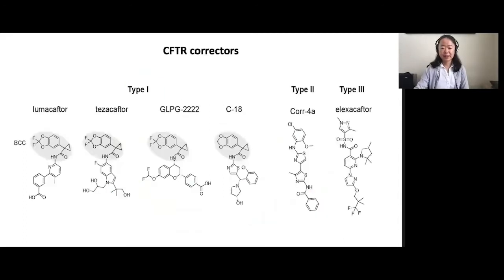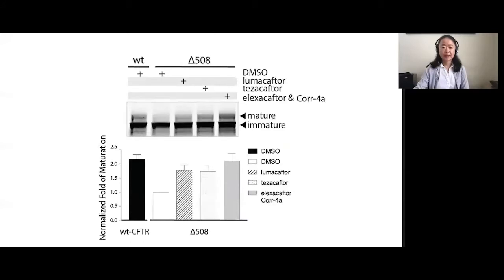Many correctors have been developed. They can be categorized into different clusters based on their functional redundancy or additivity. Today's work will focus on the type 1 correctors, lumacaftor and tezacaftor. This is a maturation assay quantifying the relative amount of mature CFTR. As you can see, the addition of either lumacaftor or tezacaftor or the other correctors will all increase the relative amount of mature CFTR.